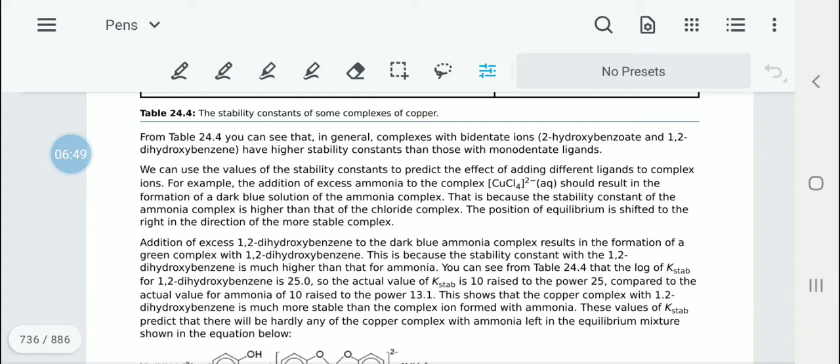Now we know that if we add excess ammonia to the CuCl4 2- complex, it should result in the production of an ammonia complex. Why? Because the stability constant of the ammonia complex is more than the chloride complex. So the position of equilibrium is going to be shifted in the direction of the more stable complex. As a result, you will get the forward reaction to take place.